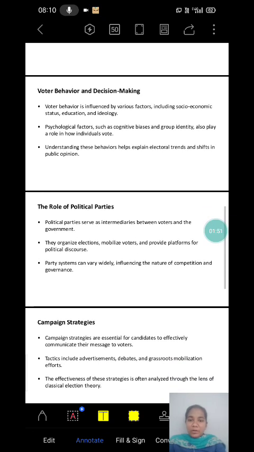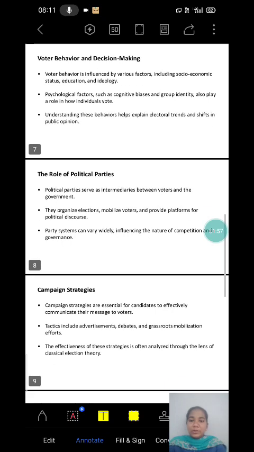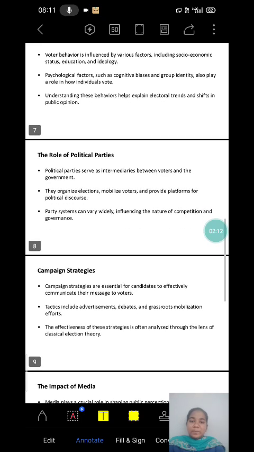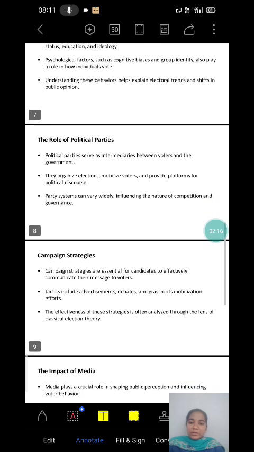Voter behavior and decision making. Voter behavior is influenced by various factors including socio-economic status, education, and ideology. Psychological factors such as cognitive bias and group identity also play a role in how individuals vote. Understanding these behaviors helps explain electoral trends and shifts in public opinion.